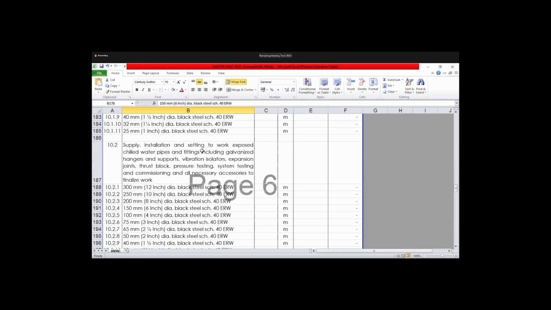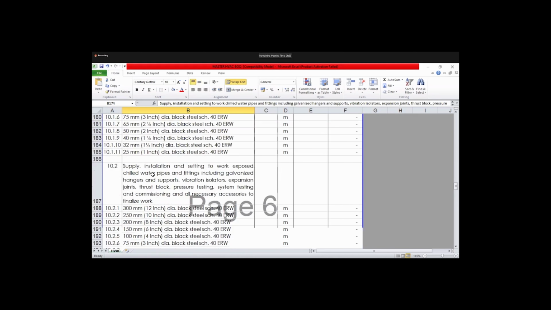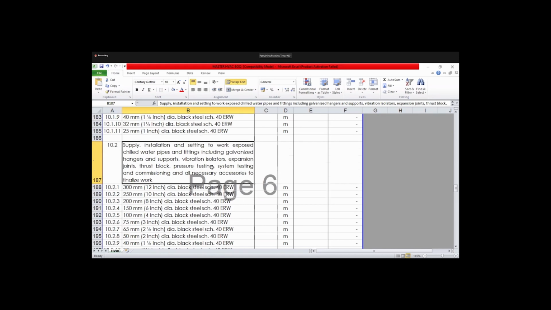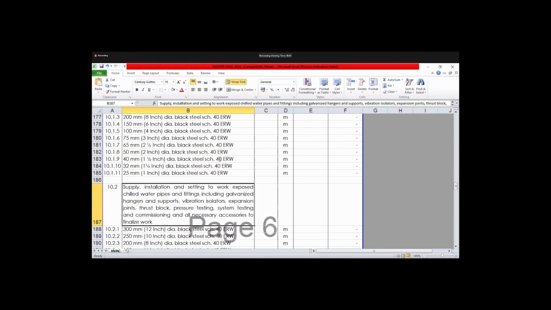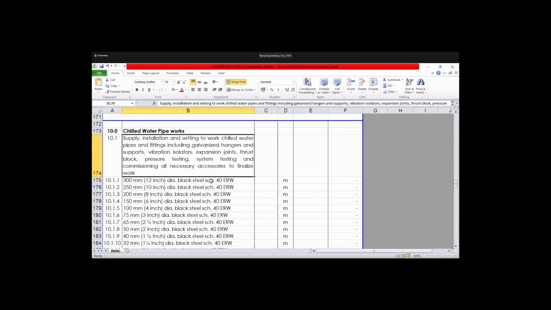And the next is supply, installation and work for chilled water pipe. This is the indoor piping, and this is the outdoor, meaning it's exposed. Which class of pipe? Schedule 40, no? The class depends: class A, class B, class C. I think class B is schedule 40.